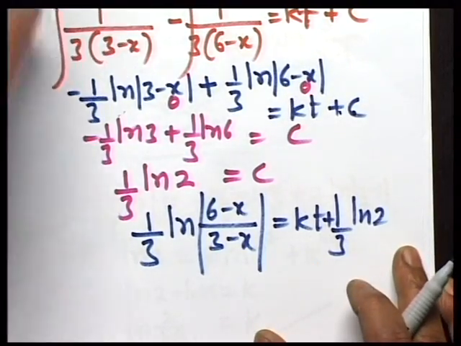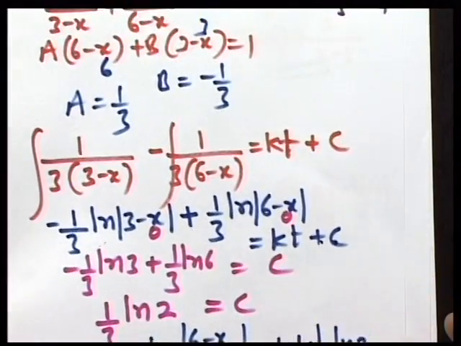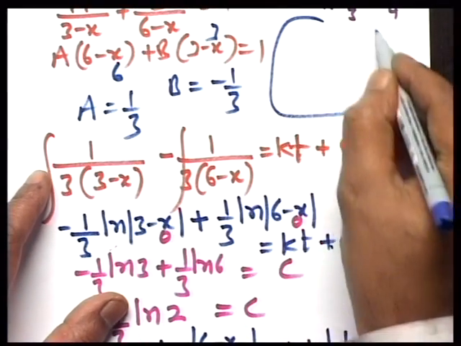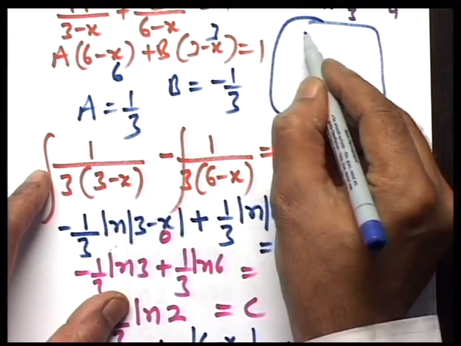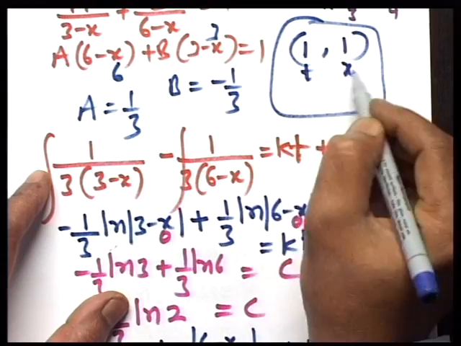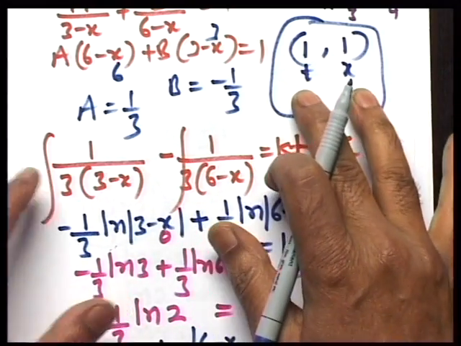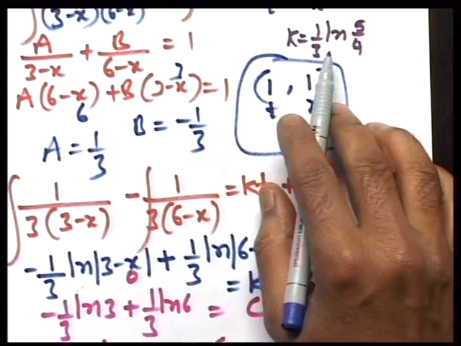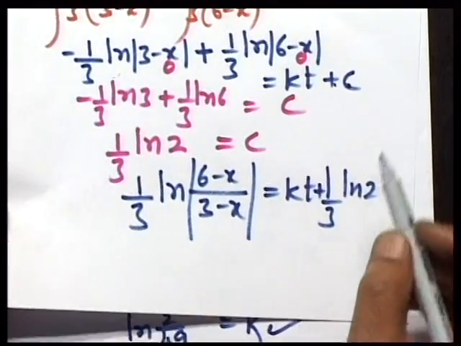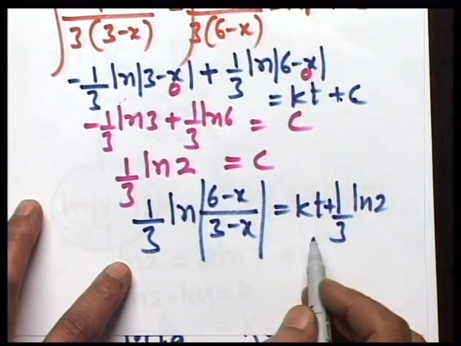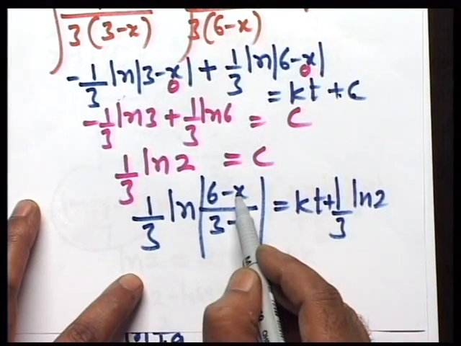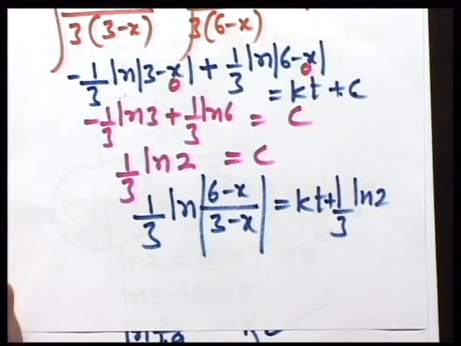Now there should be another condition given in the question. What they said was, let's write here, t equals 1 and x equals 1. That's the second condition they gave to prove that k equals 1/3 ln 5 over 4. So we use those two, both are 1 and 1, please. T is 1, we know, and x is 1. Right, let's see what we get here.